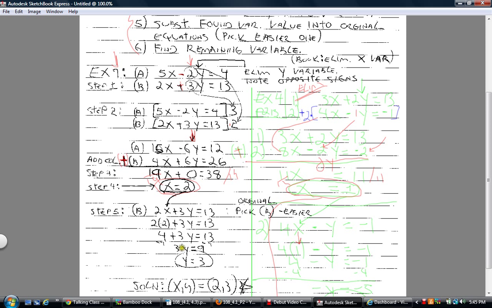Watch your signs. Okay, this is where students will make a mistake. They'll say 13 and 4 and they'll write 17 and then they're going down the wrong path. Okay, divide both sides by 3. Your closing move, y equals 3. Solution, the 2 was the value you found for x. Y you found to be 3. Put the parentheses. Make sure you write it as an ordered pair as the solution.